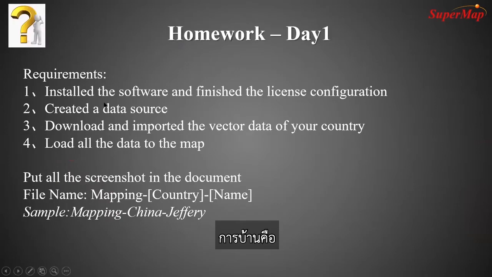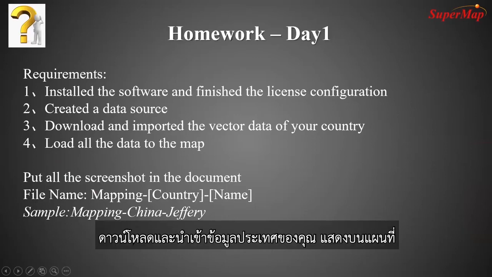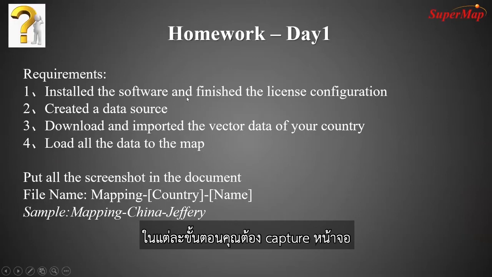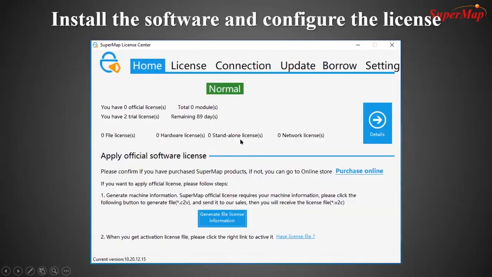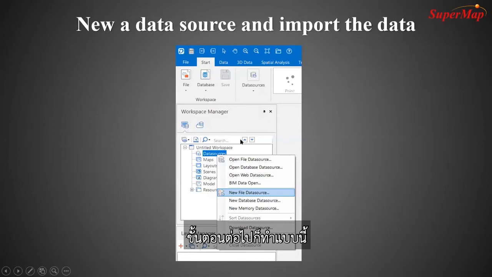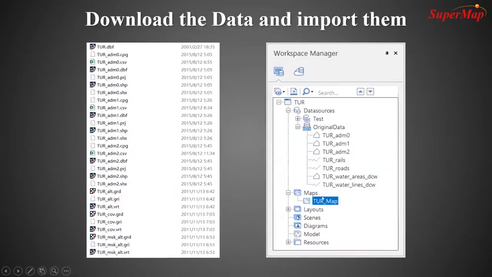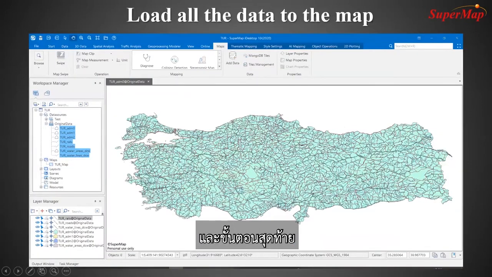So the homework is, you see, the first step, install the software and finish the lessons configuration. And the second step, you have to create a data source. And then you download the data and input all of them of your own country, and then load them to the map. And each step, you have to make a screenshot. Like the first one, you can make 2 screenshots, an interface of software and the lessons configuration. For example, this one. And this second step, you make this screenshot. And third step, and the last step, like this.